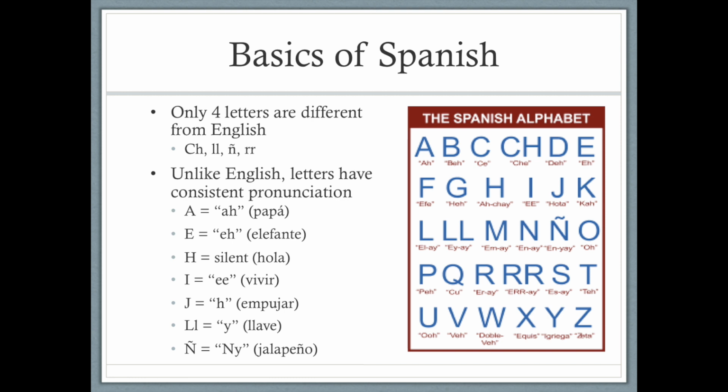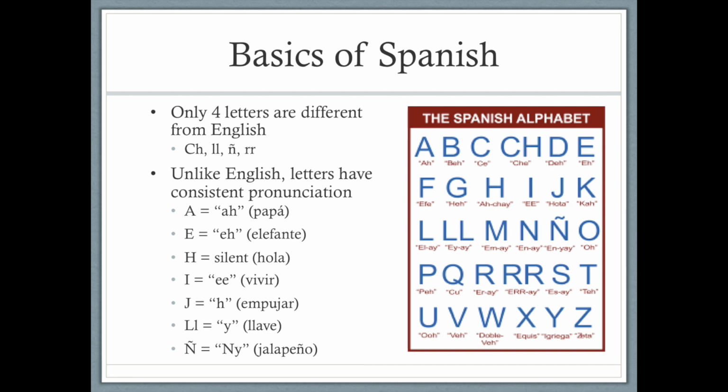First of all, let's look at the Spanish alphabet. You'll notice that it's actually very similar to the English alphabet with the exception of 4 letters, and these are CH, which is che, double L, which is ella, the N with the little squiggly line over the top, which is ñ, and the double R, which is erre. This is the rolled R in Spanish that a lot of English speakers are worried about. My recommendation is don't worry about this too much.